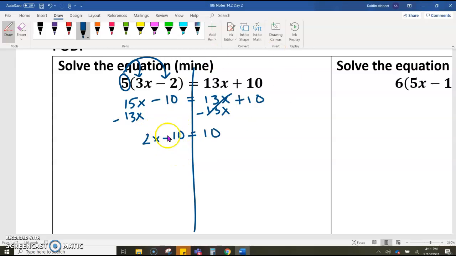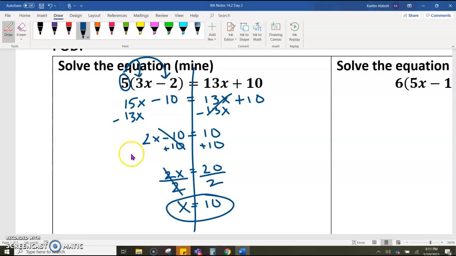Okay, now I got to get rid of this negative 10. I need to make a zero pair. So the opposite of negative 10 is a positive 10 to both sides. Those go away. So I'm left with 2x equals 10 plus 10 is 20. Last but not least, I need to get rid of this 2. Do I multiply or divide? Divide. 2 divided by 2 gets us 1. So we're left with x. And 20 divided by 2 gets us 10.